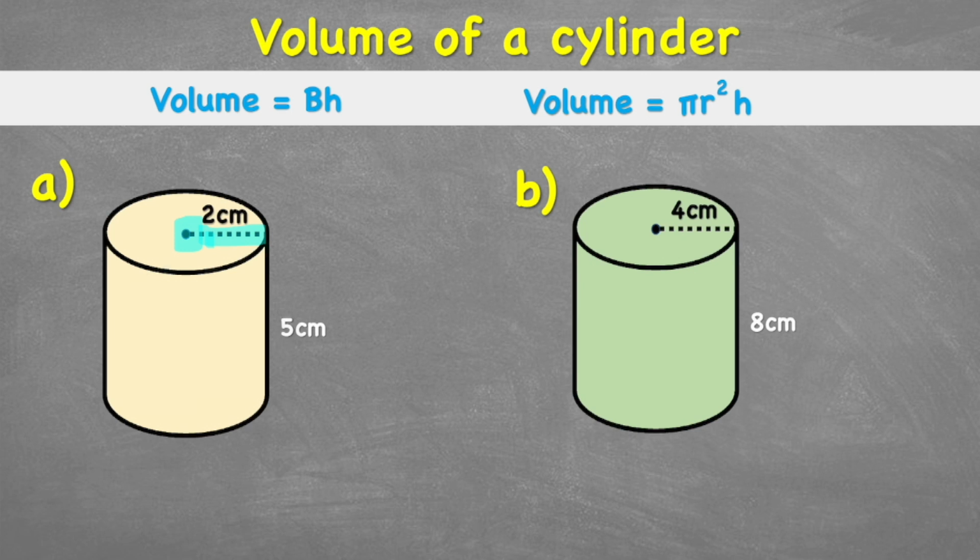So let's begin with my first example, and I like to always start by putting down my formula. So I have pi r squared times h. Now I can input any data I have, and I have the radius. We have this 2 centimeters. So I'd have pi times 2 squared times 5, because 5 is our height.